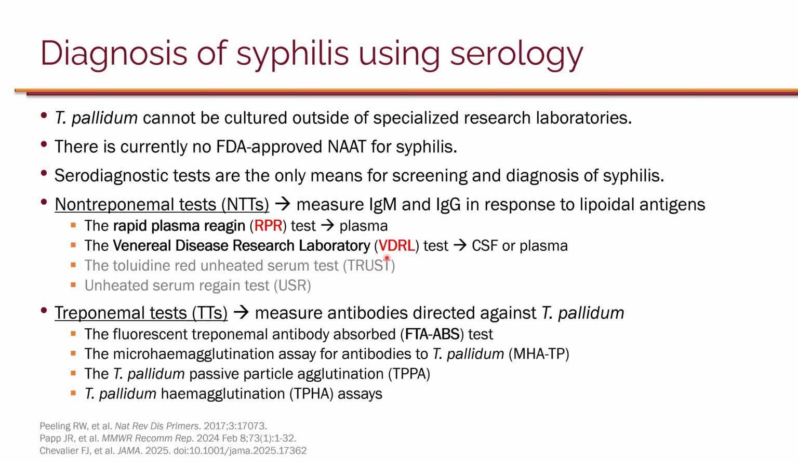The second group of serologic tests are treponemal tests, or TTs, and these measure antibodies directed against T. pallidum, and these are qualitative, so this will result either as reactive or non-reactive, but not necessarily measuring a titer. And the most commonly used in the US is the FTA-ABS, or fluorescent treponemal antibody absorbed test.